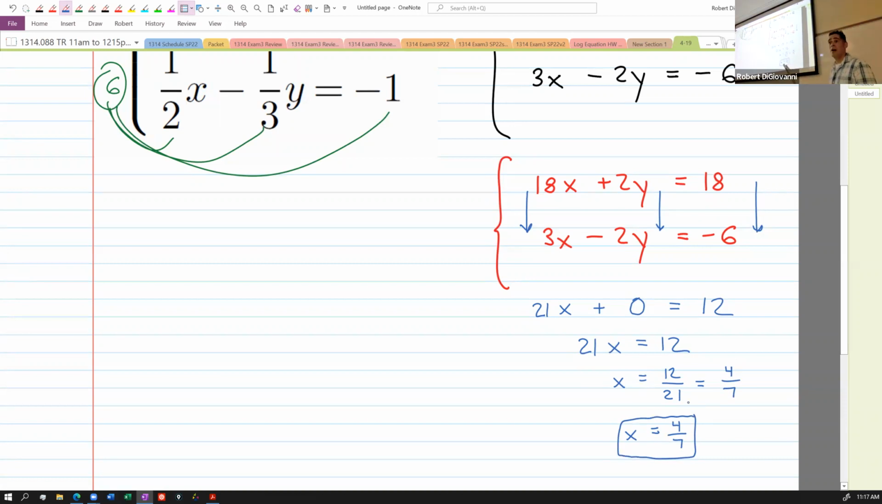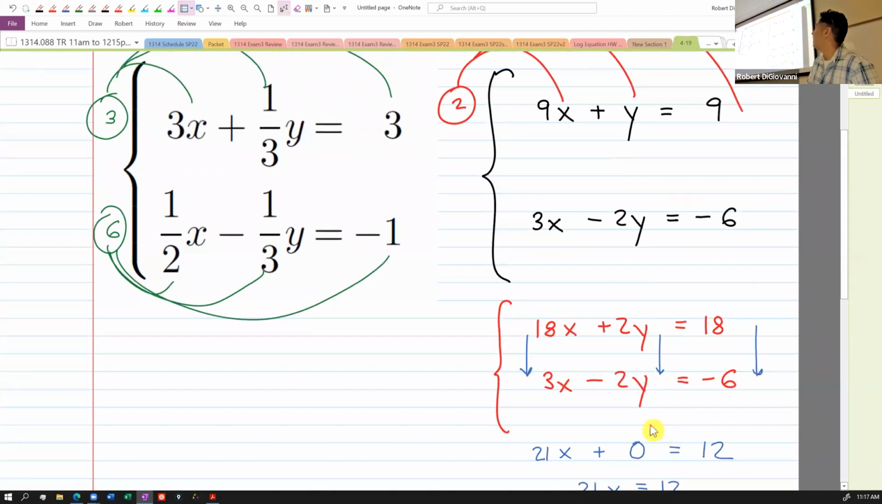So we know what x is, right? We just don't know what y is. So how do we get y? Plug the x back into where? Any equation, any of them. You get to choose. There's no restriction here.